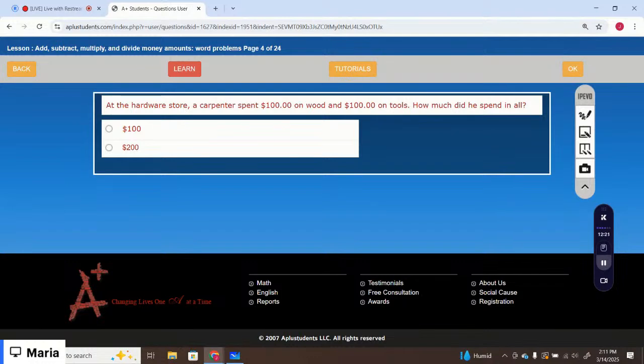At the hardware store, a carpenter spent $100 on wood and $100 on tools. How much did he spend in all? So you need to calculate the total money he spent. So you need to add them. $100 plus $100 makes $200. Option number 3 is the correct option.